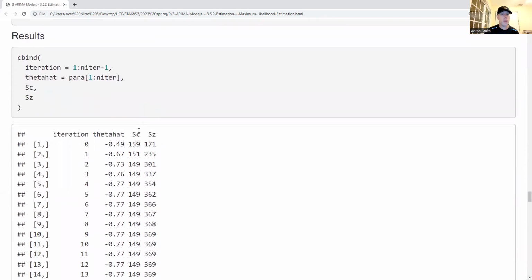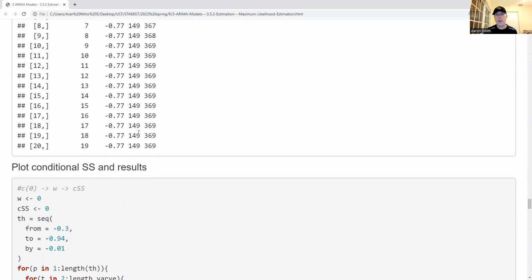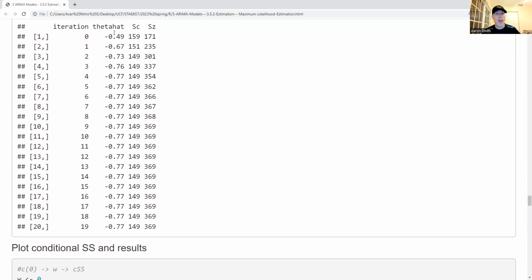All right, and we can just see how it's progressing through the different iterations. This is a good idea if you need to do custom iterations, to check to make sure that things are going the way you want them to. And we can see that theta hat has converged. We can see after 1, 2, 3, 4 iterations, up to rounding, we get the same value that we're going to get after 19 iterations. So I'm feeling like this is probably converged. Yeah, all right. Here is our S_C and S_Z.